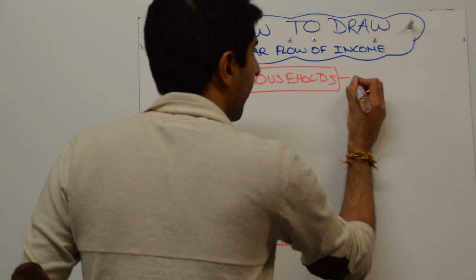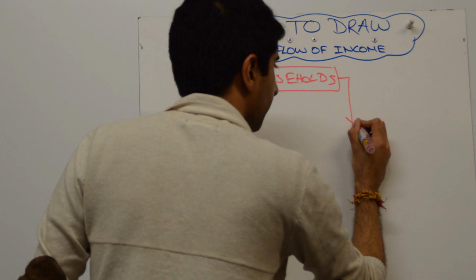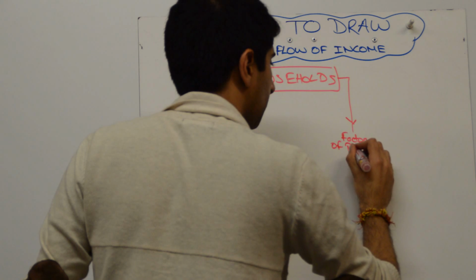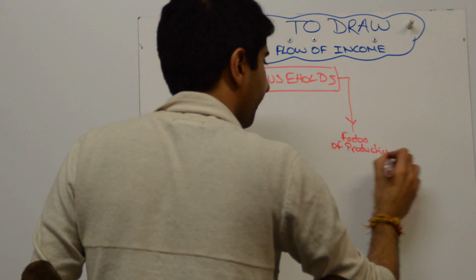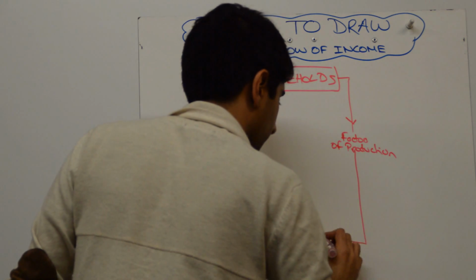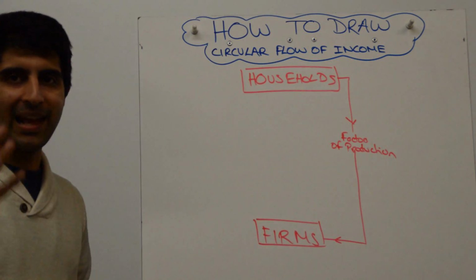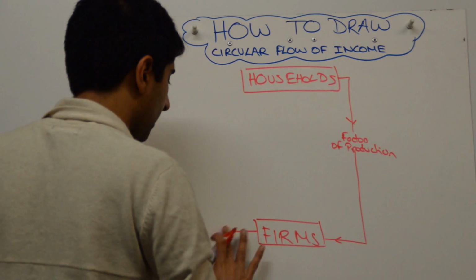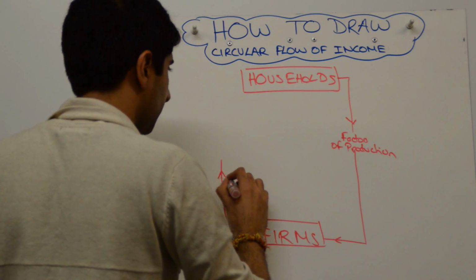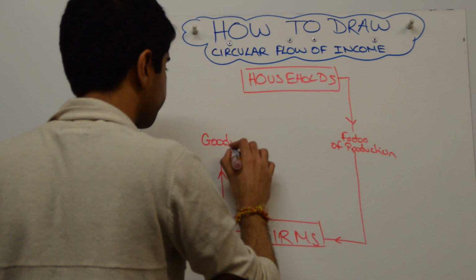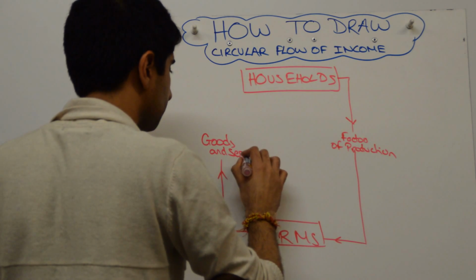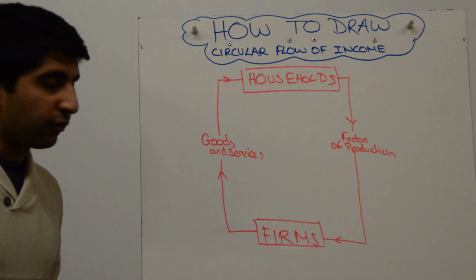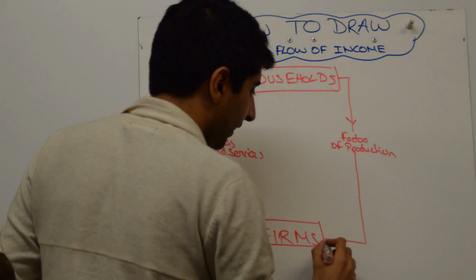You then proceed by saying that households provide factors of production to firms in the form of land, labour, capital and enterprise. Firms take these factors of production and combine them to make goods and services. As a reward, households receive factor incomes.